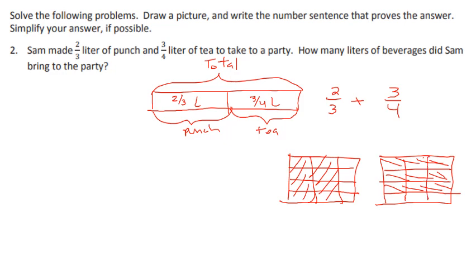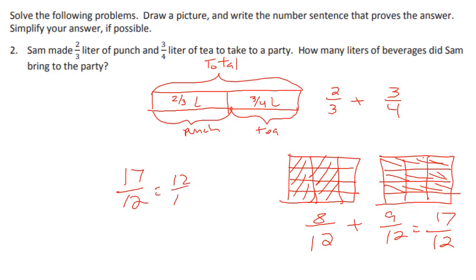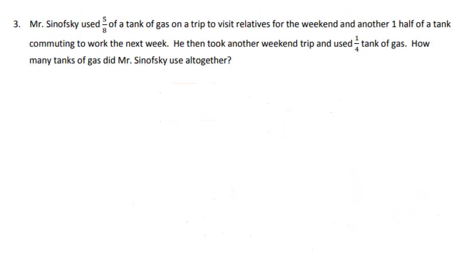And we see the common denominator is going to be 12. And this is going to be 8 twelfths. Plus over here, it's going to be 9 twelfths, which equals 17 twelfths. 17 twelfths equals 12 twelfths plus 5 twelfths. So that's going to be 1 and 5 twelfths liters.